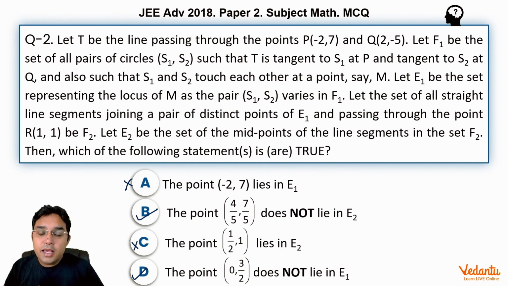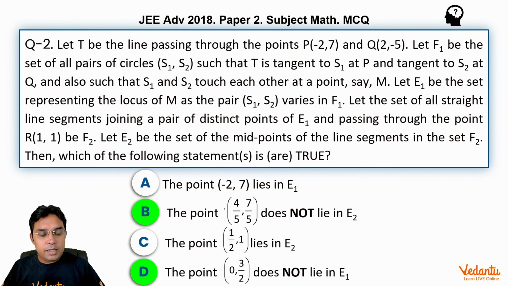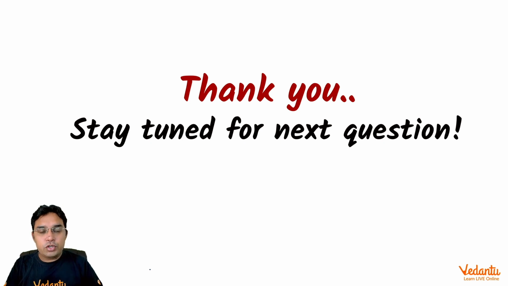So you can see how tricky, how tactfully they have given the options in this question. They have made all possible arrangements so that you get confused in answering this question. Let us see what the answers are. So B and D are the answers. That's correct. This completes the solution of this question.